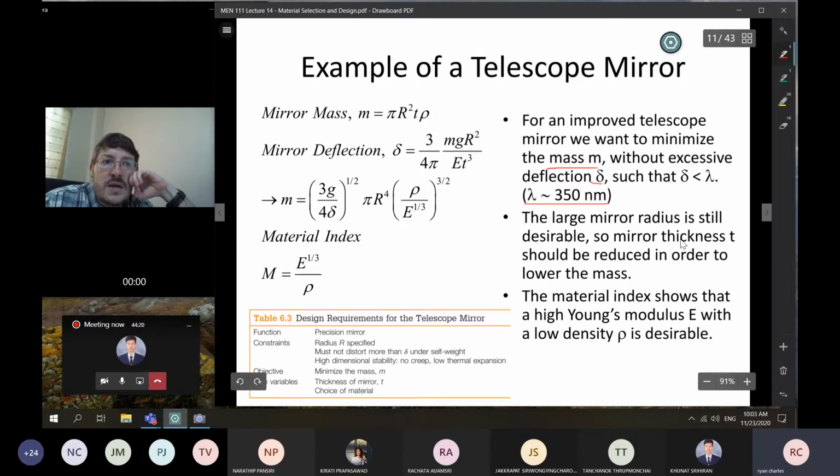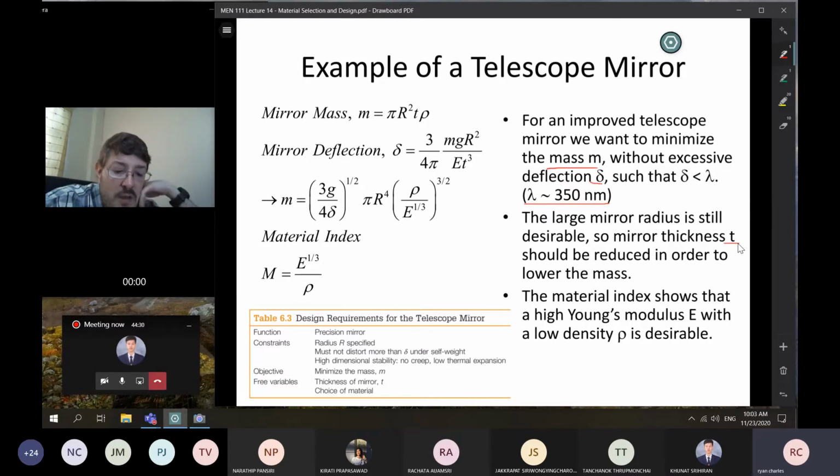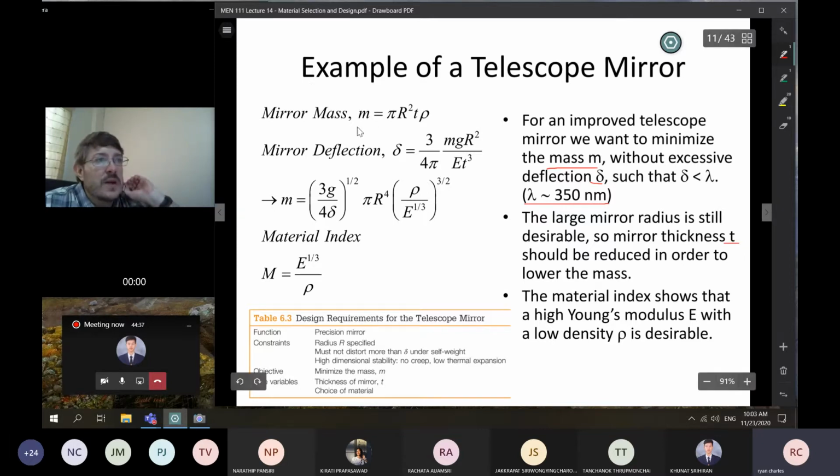So to minimize the mass, we either have to decrease the thickness T, or perhaps find something with a lower density. So again, we have mirror mass: mass equals pi r squared T rho. Area and thickness, so it's a cylinder again, and density. So we have the mass, just like before.